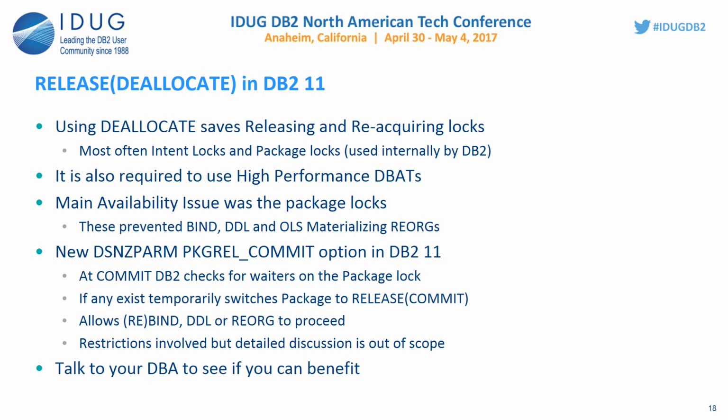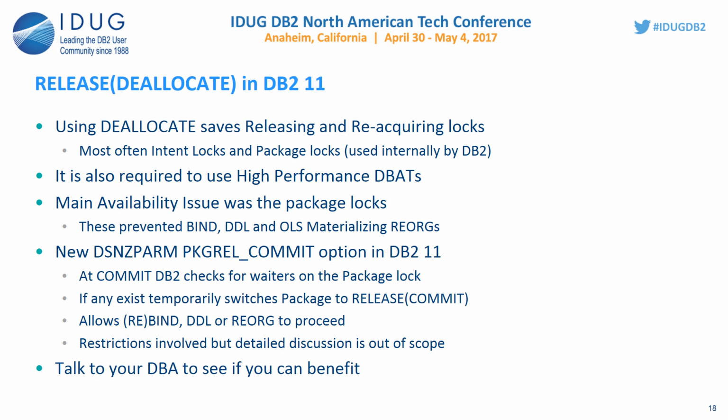So there's a new ZPARM called package release commit in DB2 11. And if you've got release deallocate coded in your bind parameters and you do a commit, DB2 checks to see if there are any package locks outstanding on the objects. And if there are, it converts the package temporarily to release commit.